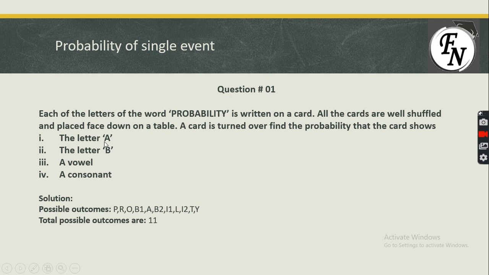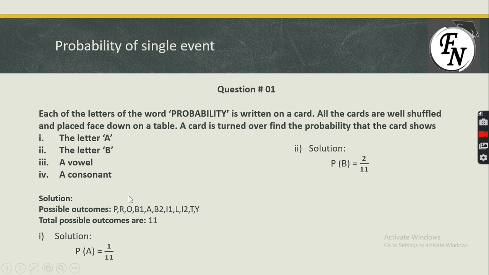So for the probability of getting an A, the favorable outcome is 1 card, and the total outcomes are 11 cards. So the probability would be 1 over 11 for obtaining an A. That is 1 over 11 written here. When I talk about the probability of getting a B, I have this B1 and B2, so both cards can be obtained, as B is written on them. So the probability of getting a B is 2 over 11.